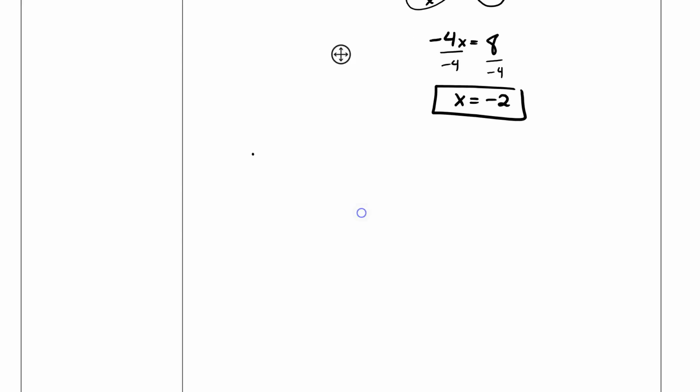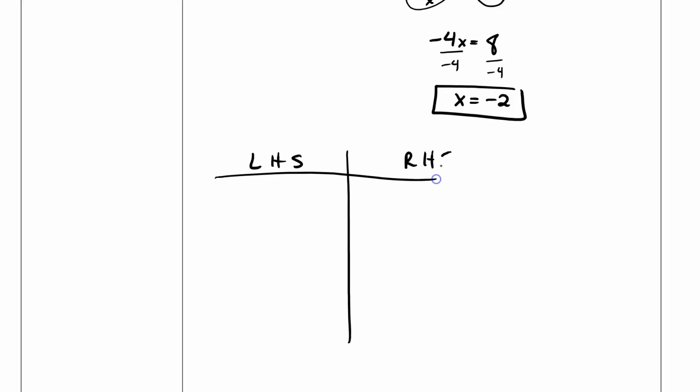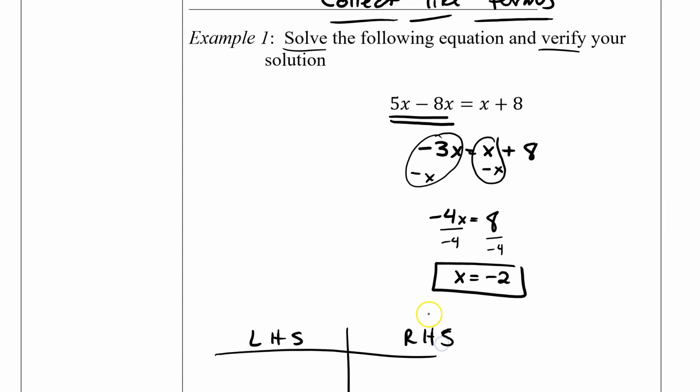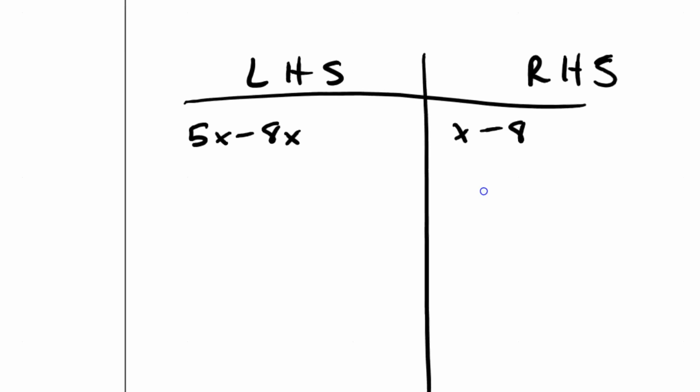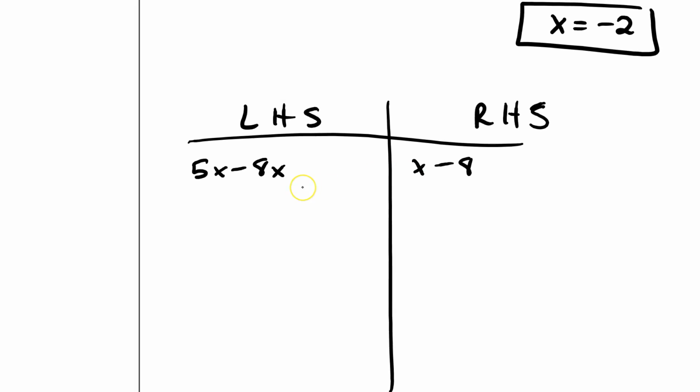So let's verify this. Left hand side, right hand side. Let's take a quick peek at the original equation. So the left hand side is 5x minus 8x, and the right hand side is x minus 8. Now we're going to have to do something for both of these because we have x's on both sides. So wherever I see an x, I need to put a negative 2. Let's just focus on the left hand side first.